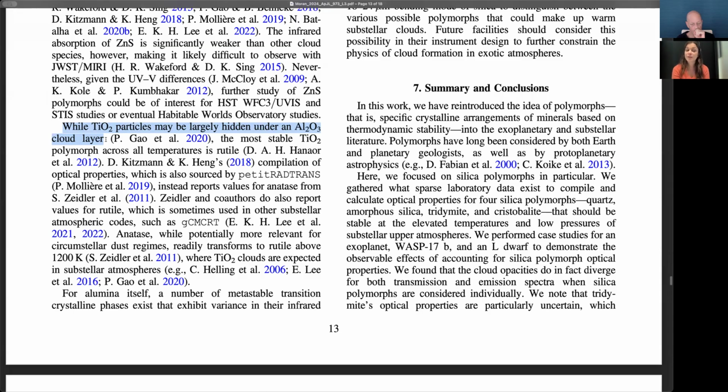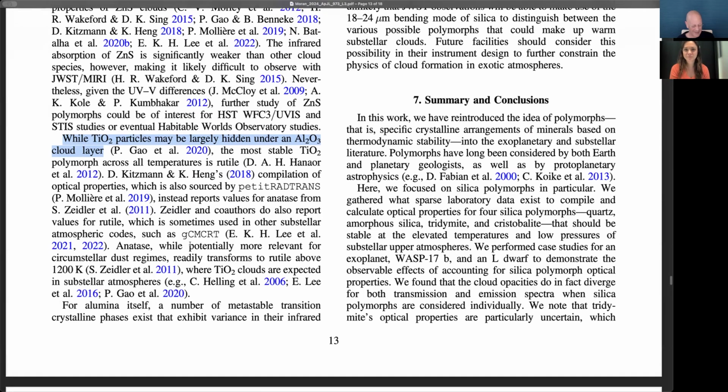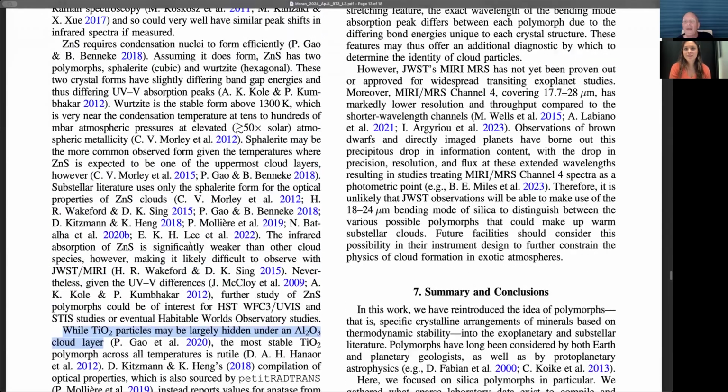And then the last one is alumina, this Al2O3 cloud. There are a number of different metastable polymorphs that exist for this, but probably there's only one that should be relevant for exoplanet atmospheres. That's actually probably good news, that we don't have to account for all of these different polymorphs, although it could also just be a lot of bookkeeping. Yes. Okay.